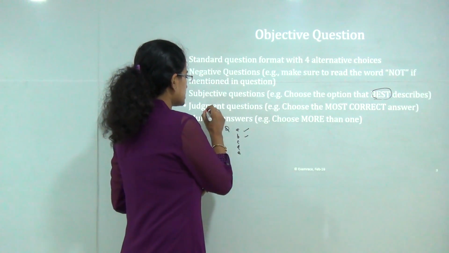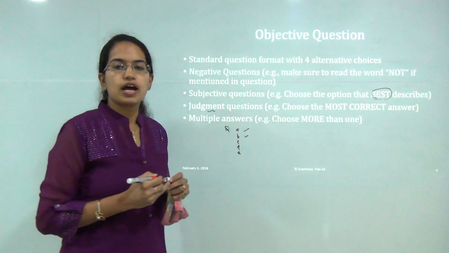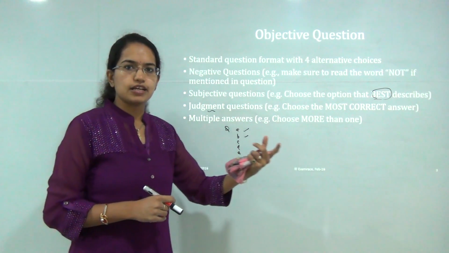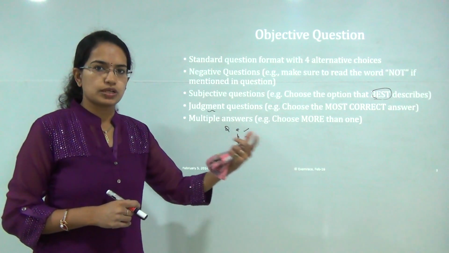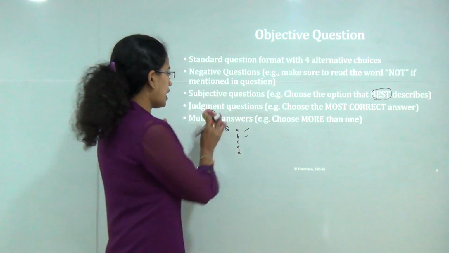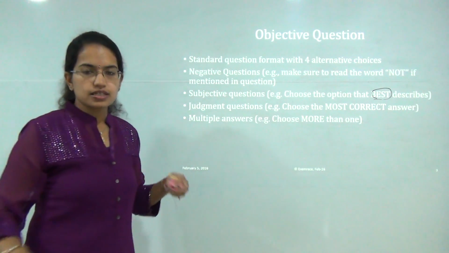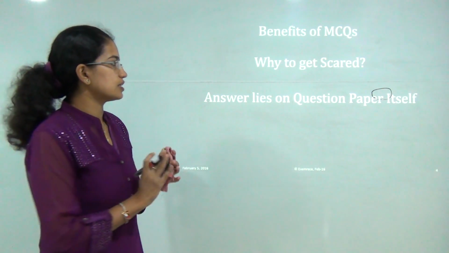The next is questions based on judgment, where you are asked to find out the most probable, most likely, most correct, or best suitable option. And finally you have alternatives with one or more choices correct, as I said. So these are the various types of objective questions that you have.